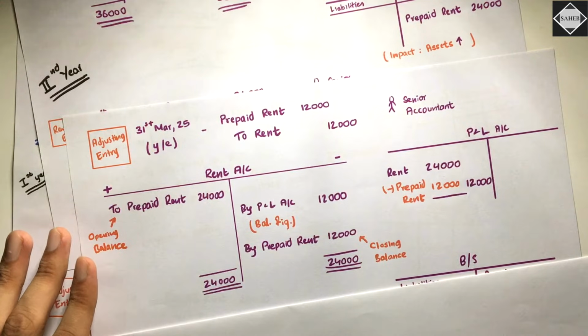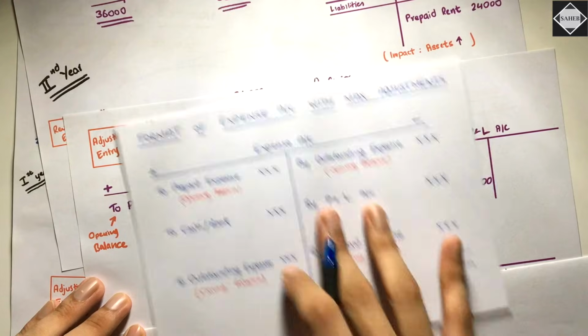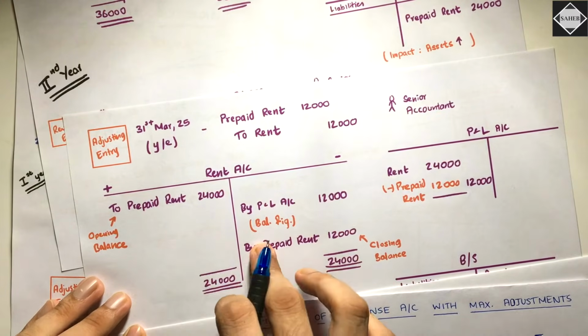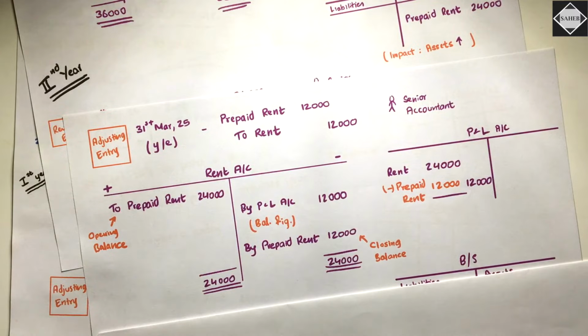Is that clear? And you have to understand this format properly. In this question, there was no payment, so there is no cash or bank entry here, because it was already paid in the previous year. That's why no payment is happening. And outstanding expense is also not there. Is that clear? So you understood the format of the expense account now with adjustments.